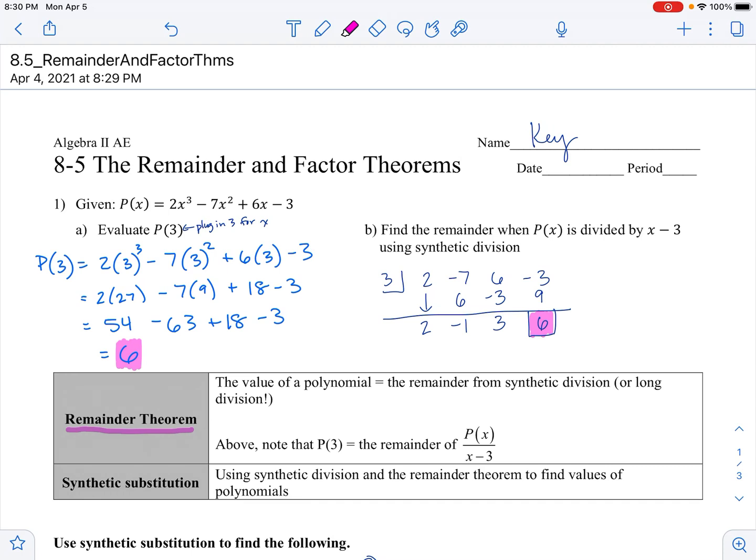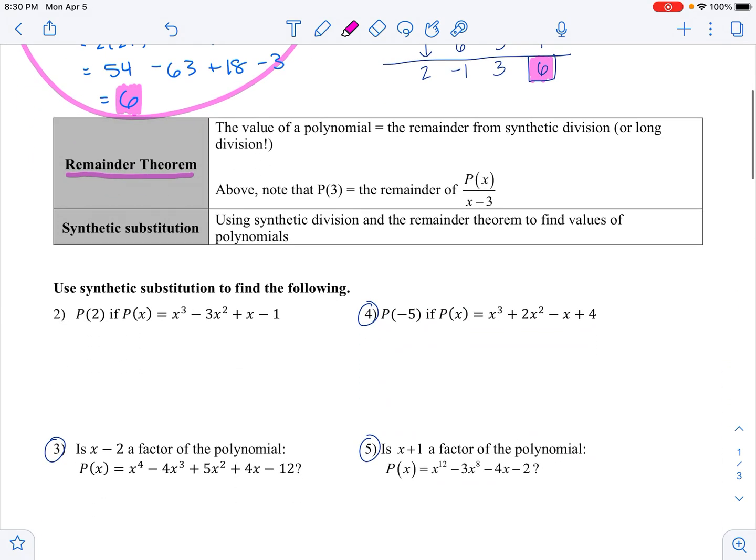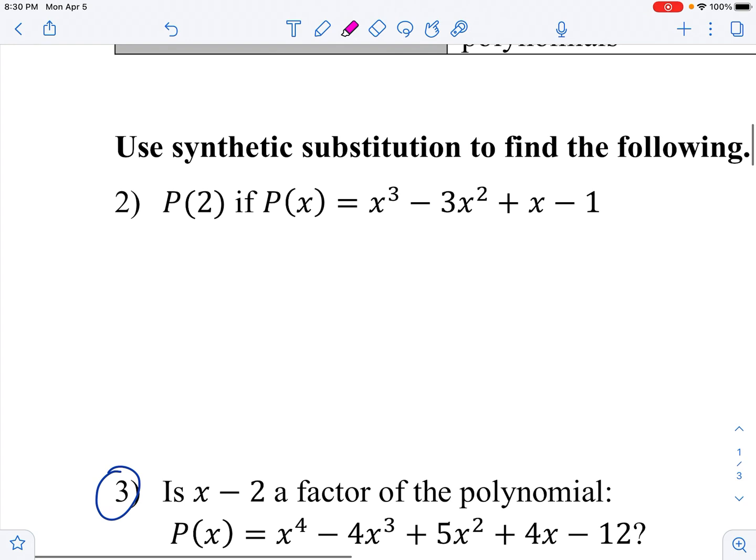Synthetic substitution is when we're going to put this together to find that actual number. So I'm going to skip step A over on the side here, and we're just going to use step B to evaluate some polynomials. All right, so let's do a couple and see what happens. Why don't we start with number 2 here? And I'm going to use synthetic substitution to find P of 2.